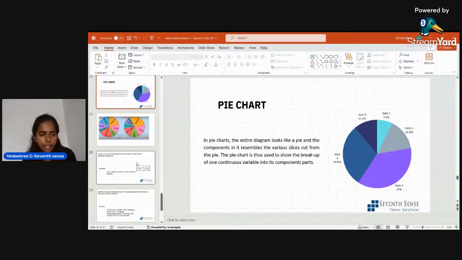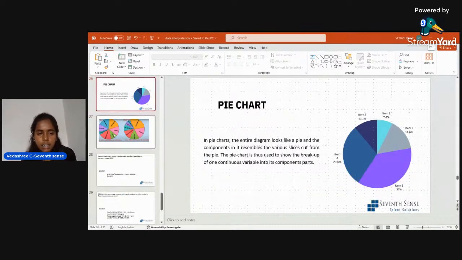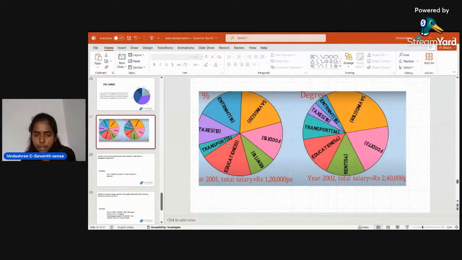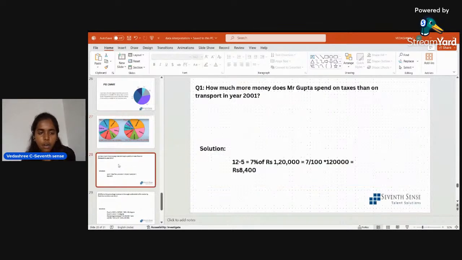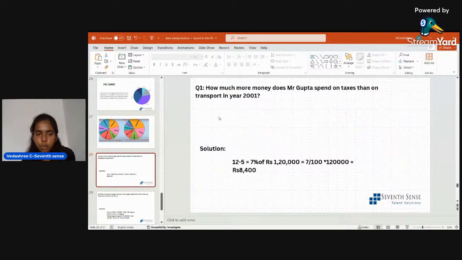Okay, we'll move on to the next question, which is related to the pie chart. Again, same thing, but it is given in a different way. For this, consider this pie chart and we'll solve some questions.